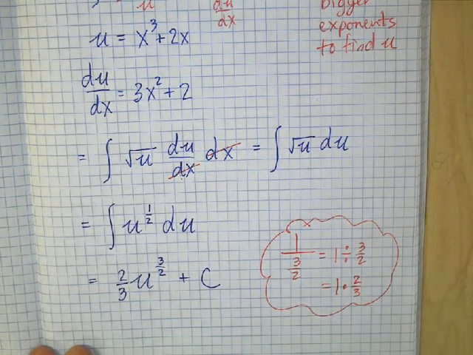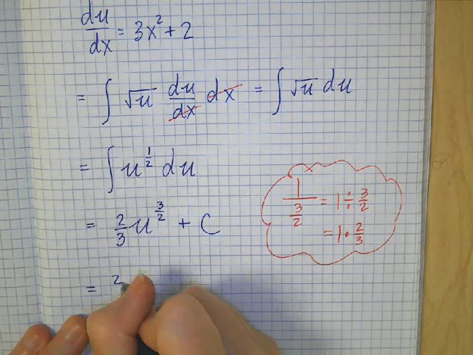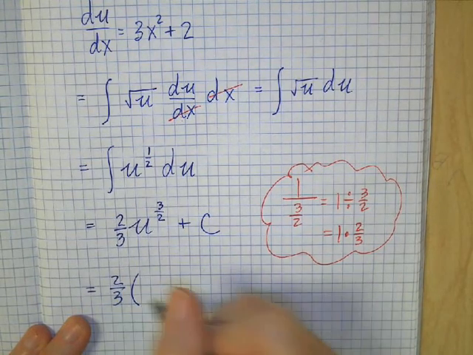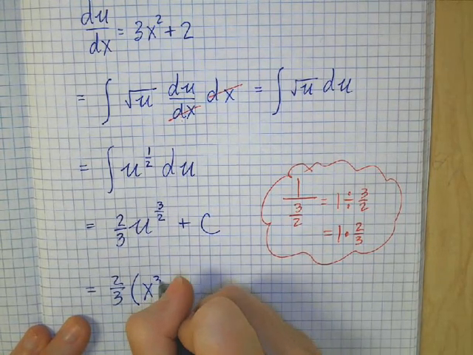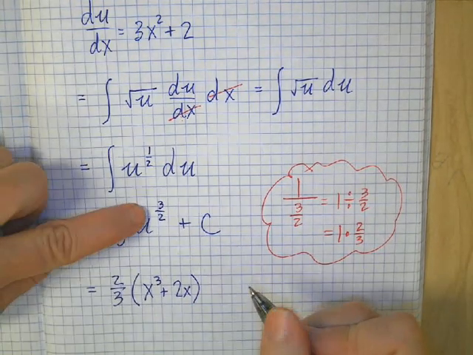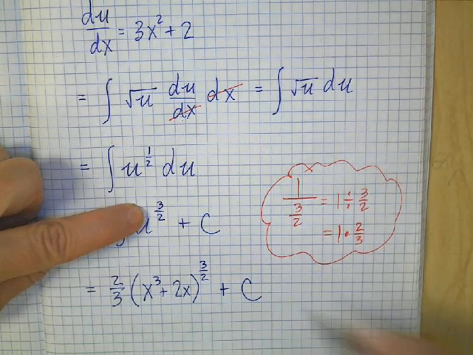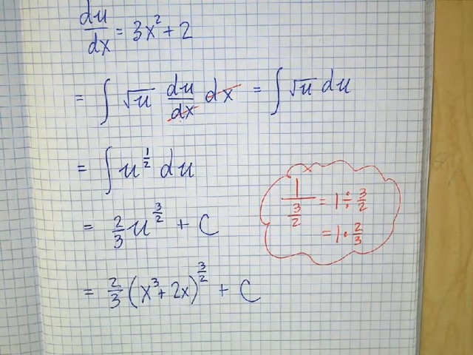Now I'm going to substitute back in my value for u. So I have 2/3, and then my u is x cubed plus 2x, and then I have my 3/2 plus my constant of integration. And there it is. And we could check it by taking the derivative of that.